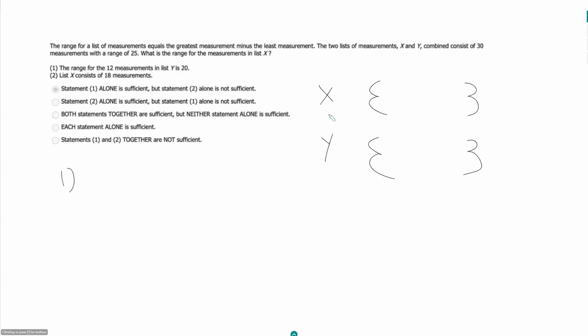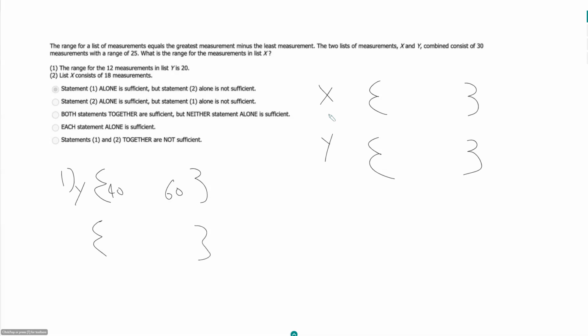The range for the 12 measurements in list Y is 20. Okay, so let's come up with an example that Y could be. So the range is 20. So let's say the biggest number here is 60 and the smallest number here is 40. So now all that matters is the range overall has to be 25.